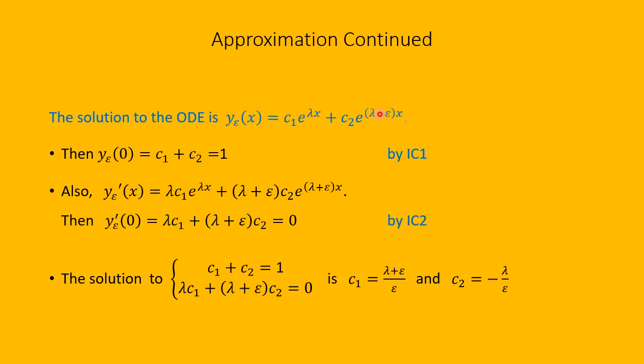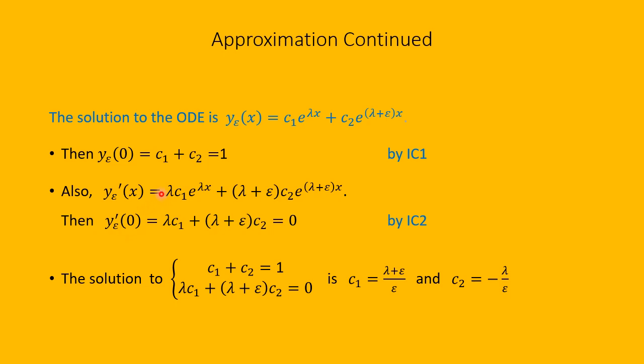Well, according to this, if I plug in 0 for the x, we get c1 e to the 0 plus c2 e to the 0, and that's just c1 plus c2. So that first initial condition becomes the function evaluated at 0, which is c1 plus c2, has to equal 1. We also had an initial condition involving the derivative of y sub epsilon at 0.